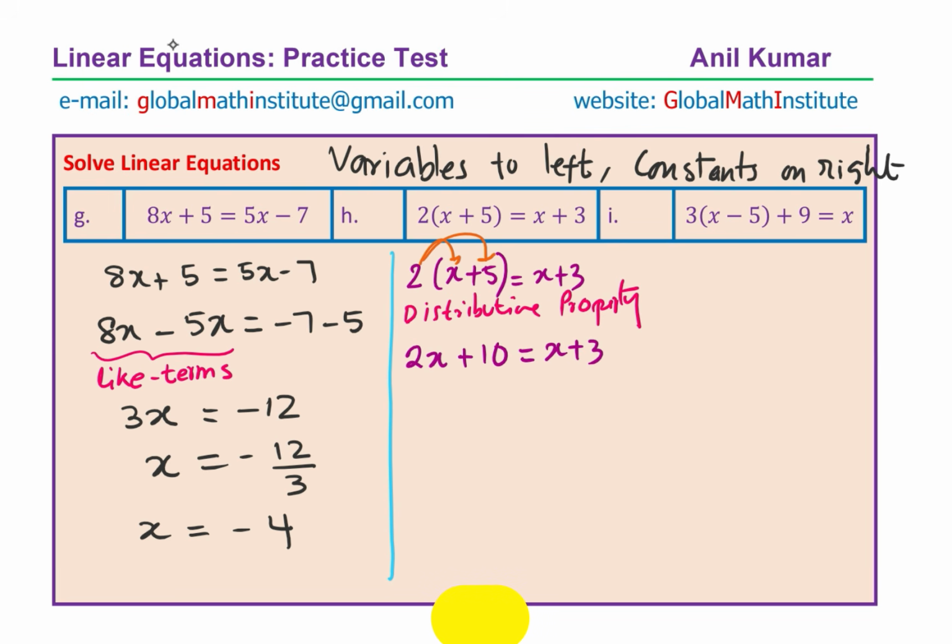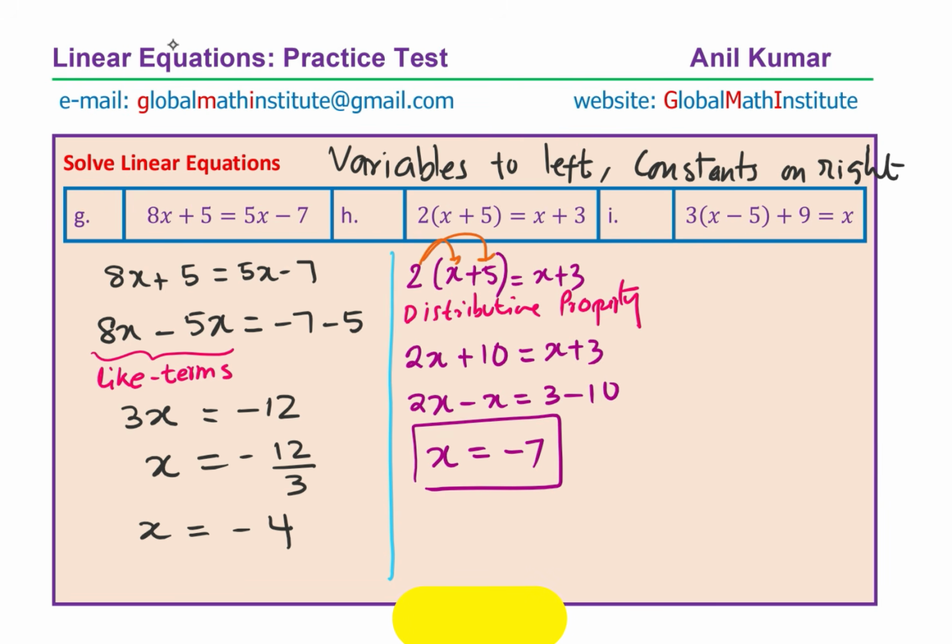And now apply the like term property which we learned in the last example. Transpose variables to the left side. So we have 2x minus x equals 3 minus 10. Take the constants to the right side. Understand? 2x minus x is x, and 3 minus 10 is minus 7. So in this case, the solution is x equals minus 7.